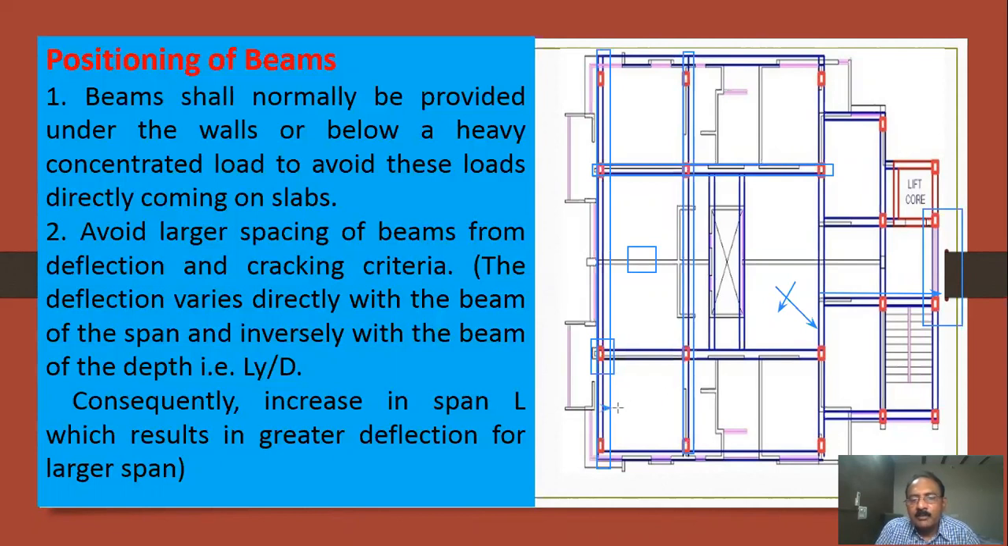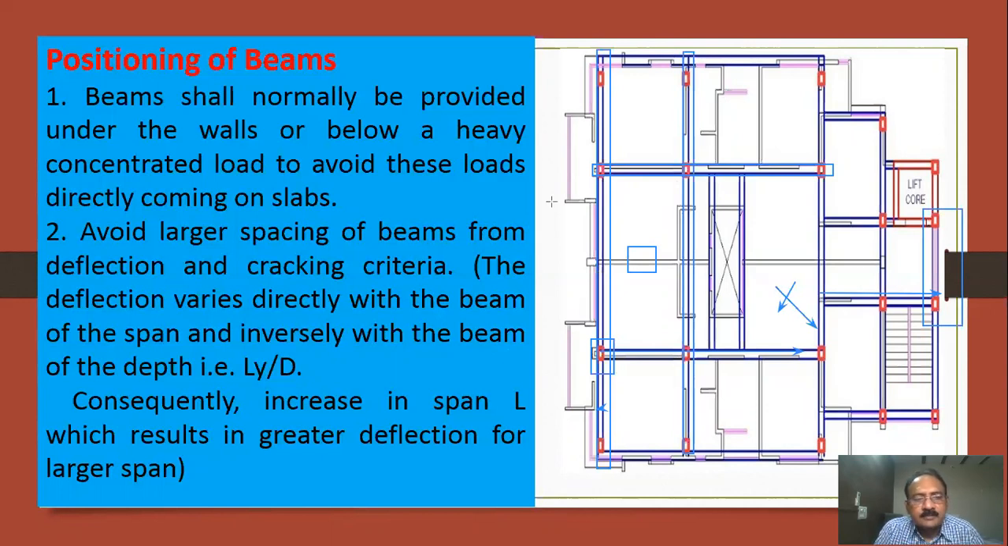If you see a beam like this, it's not good appearance. So we'll avoid this beam, right? Directly, where a wall is there, we'll provide beams like this. Beams are provided under walls or below heavy concentrated loads to avoid these loads coming directly on the slabs. So from slabs to beams, beams to column. In this way we have to plan.